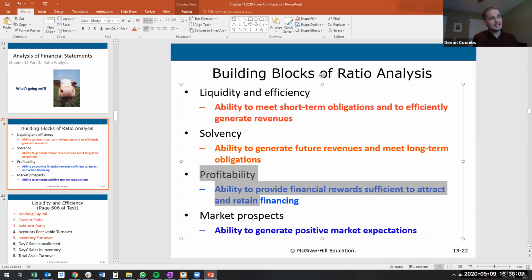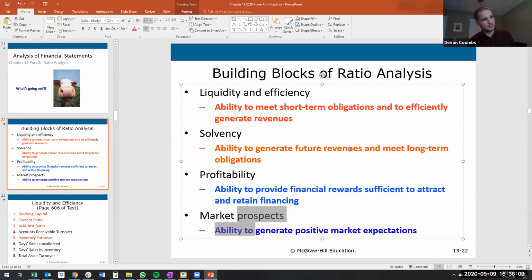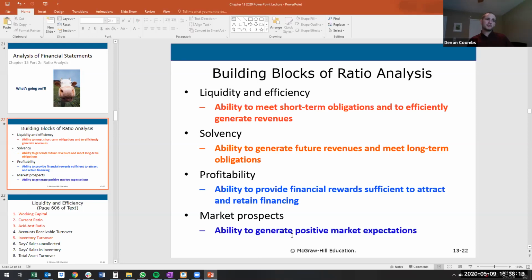And then the last piece we're going to be talking about from a ratio analysis assessment is market prospects. So market prospects is the ability to generate positive market expectations. If I'm a consulting company, can I charge a rate lower than my competitors? Can I offer them something that they don't have? And there's just a few ratios we can go over that can talk about market prospects.